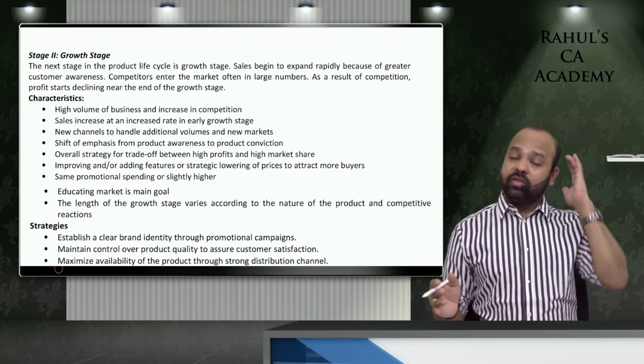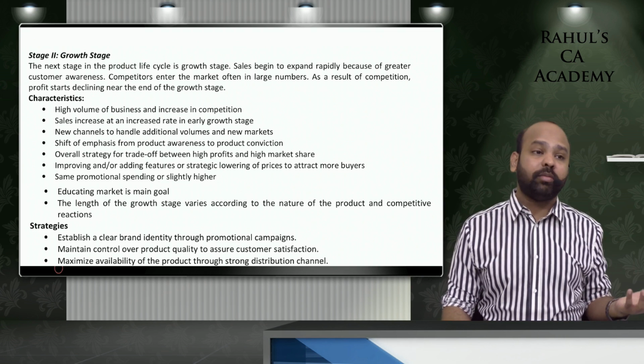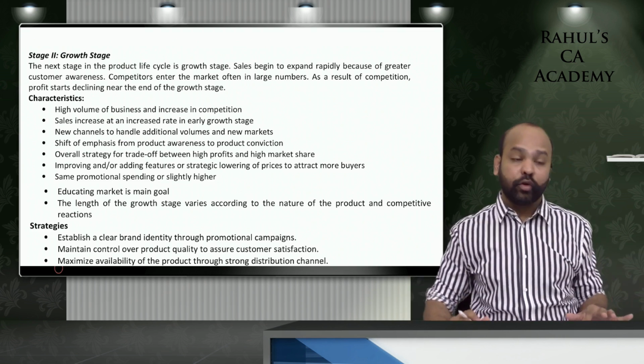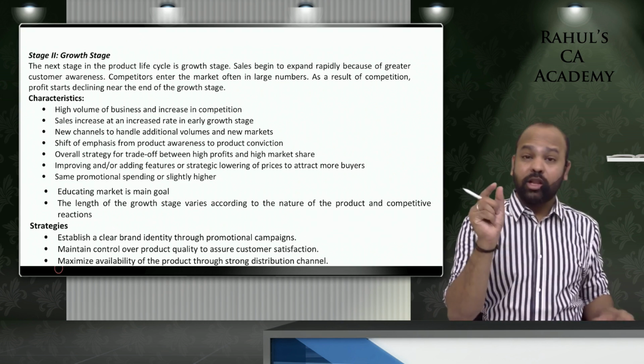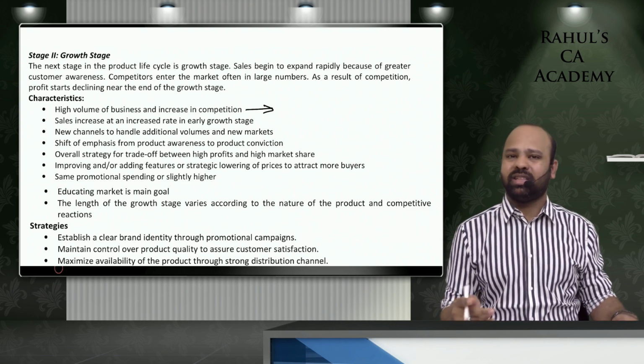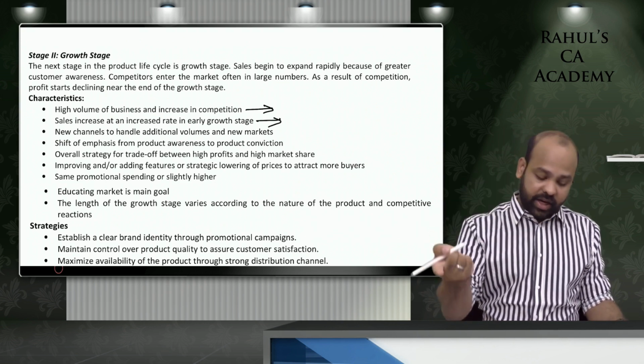Okay? This is where, beta, you will see that a lot of competition is kicking in. People will see that you are making huge amount of business here. So there will be a lot of competitors stepping in, beta, and trying to take a share of your market. So what are the common features that you will see in growth phase? There's high volume of business and the competition is undoubtedly increasing. Sales will keep increasing at an increased rate, as I just said.